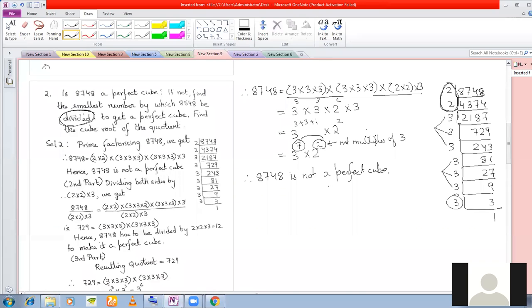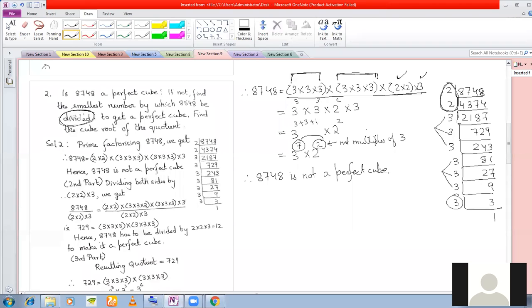If not, find the smallest number by which 8748 must be divided. Now if you see, this 2 into 2 and this 3 do not form a triplet, right? If I am able to remove these, then I'll only be left with two triplets. That means if I remove this 2 into 2 into 3, I'll get a perfect cube, because I'll have only two triplets here.